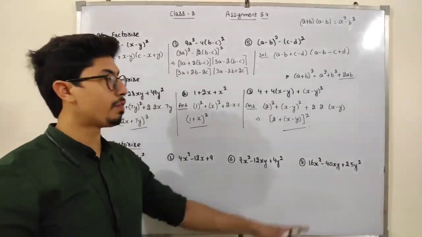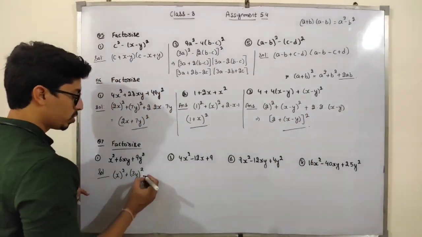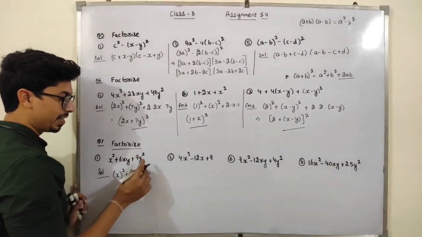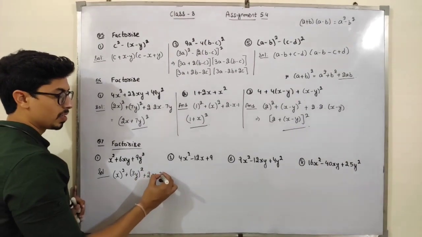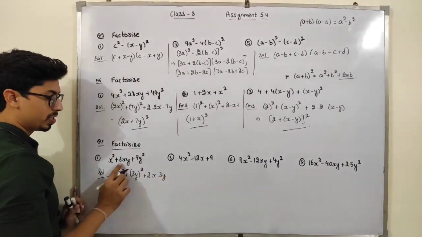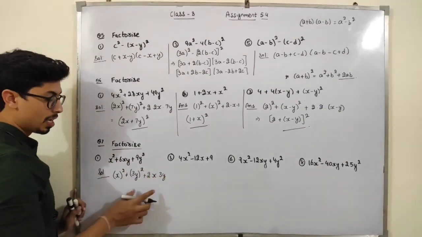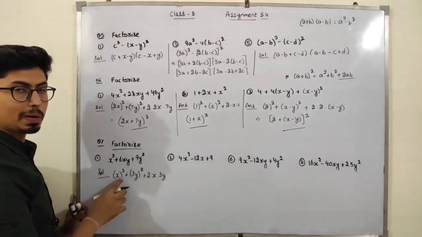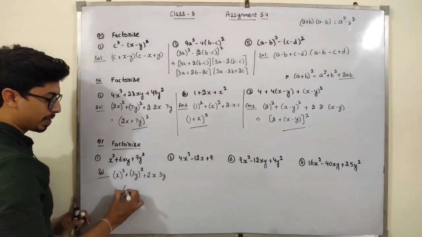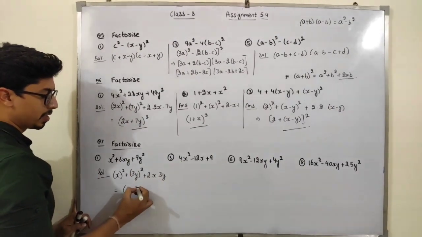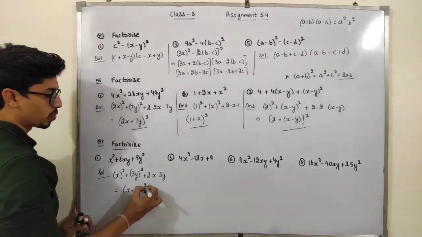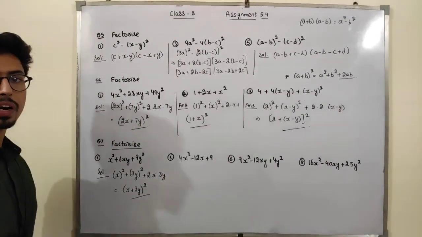Now we have a square plus b square. Now to complete the formula, I want 2ab. So see, I write this as 2a is x, b as 3y. Now if I multiply 3 into 2 it is 6, x into y is xy. So now this becomes the formula a square plus b square plus 2ab. So this becomes x plus 3y whole square. This is our required answer.